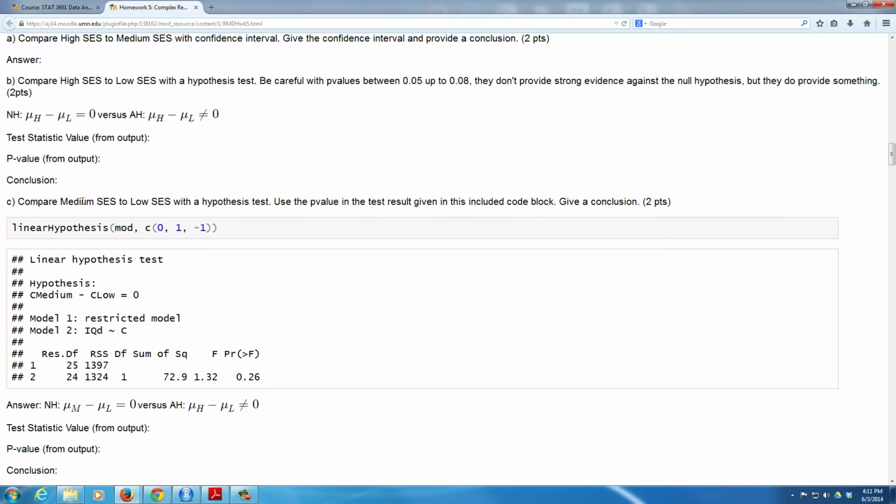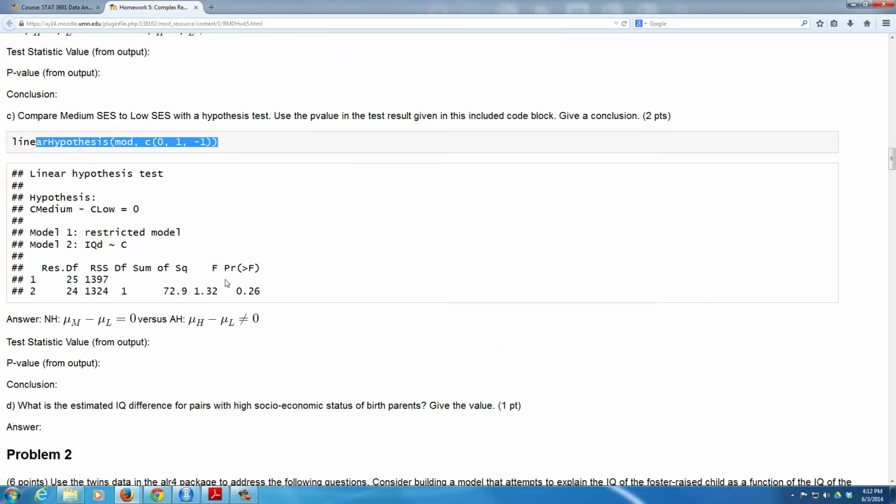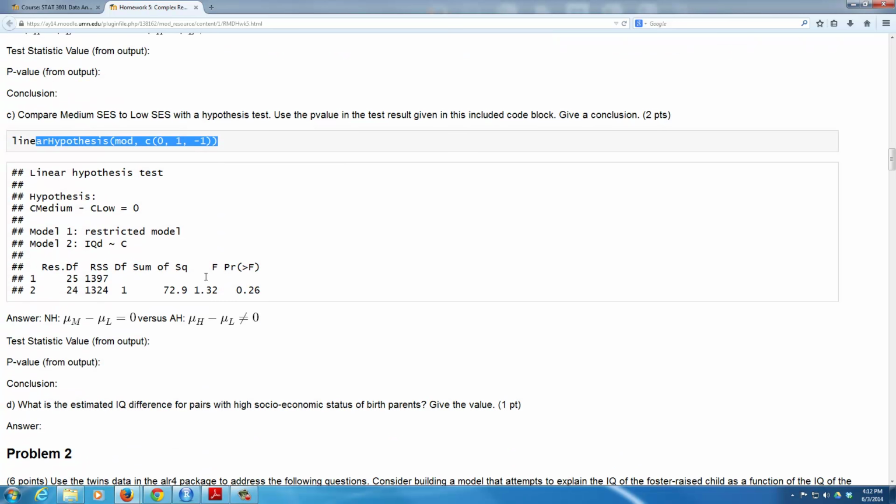Finally, I want you to compare medium social class to low social class. And we're going to do that with this linear hypothesis test. That gives an F statistic, which is given right here, and it gives a p-value right here. I want you to use that test statistic and that p-value to make your conclusion about comparing medium social class IQ difference to the lower social class IQ difference. So please use this output for this test statistic and this p-value.